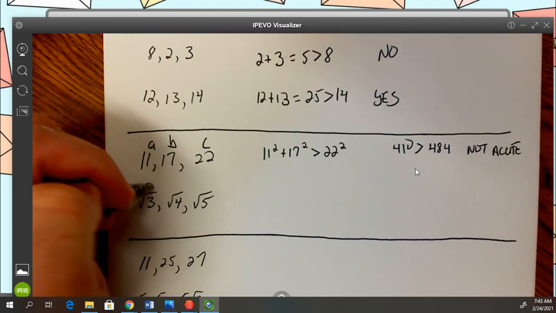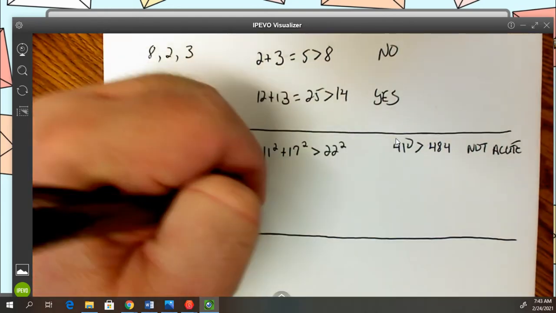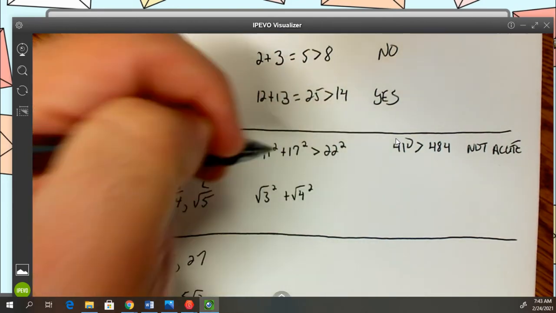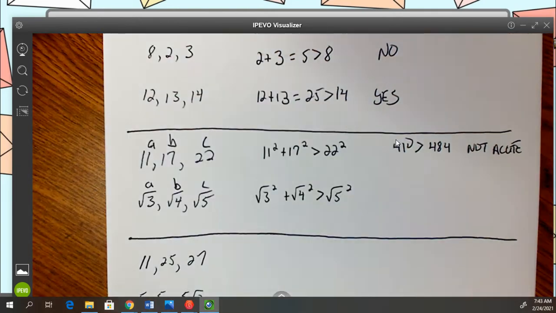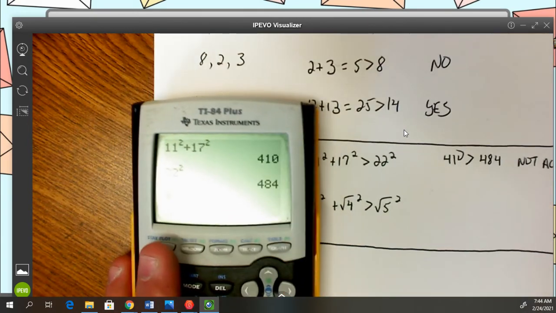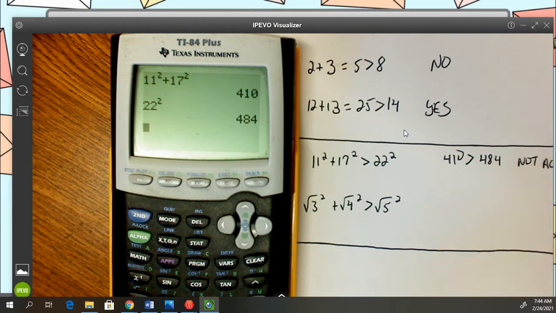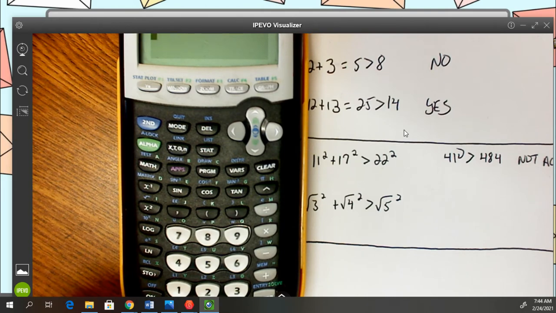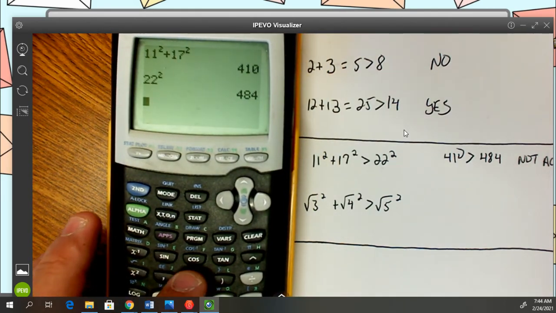Now, don't let these throw you off. Square root of 3 squared plus square root of 4 squared, is that greater than square root of 5 squared? Now, I'm going to show you a couple of ways to do this. Anytime I'm doing these, there are parentheses. I always like to put these in parentheses just to make sure I'm not making a mistake. And I'll show you why on our last problem today.